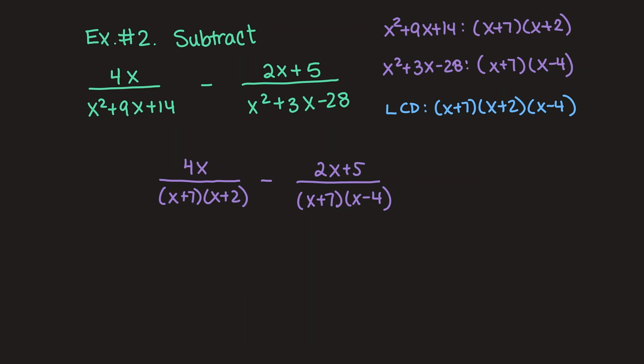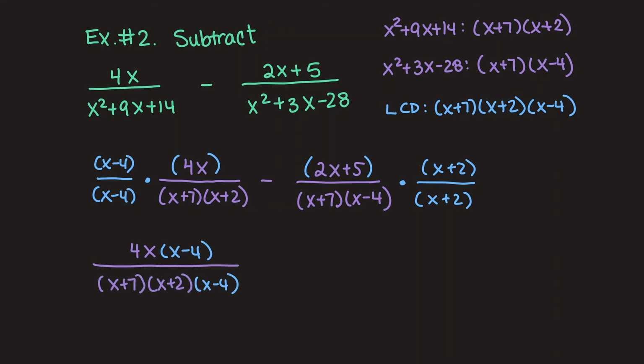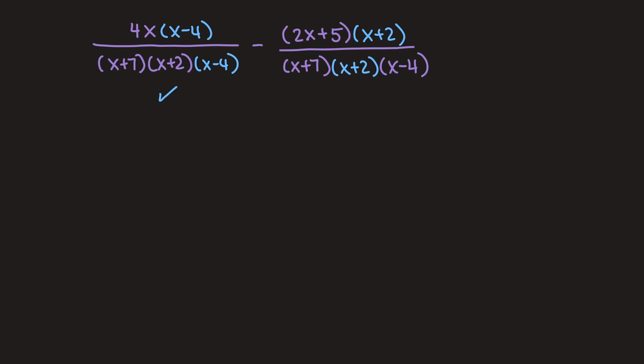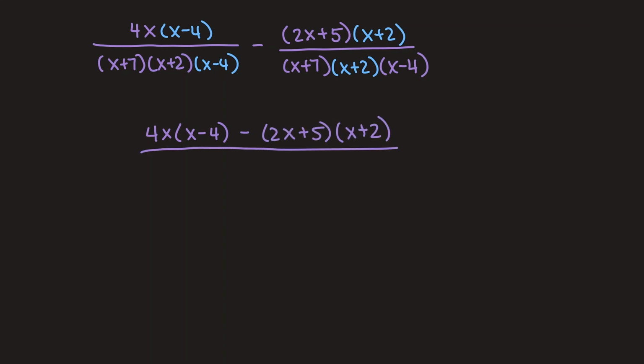So to rewrite the first expression as an equivalent rational expression with this LCD, we multiply by x minus 4 over x minus 4. And to rewrite the second expression as an equivalent rational expression with this LCD, we multiply by x plus 2 over x plus 2. And now that our denominators are the same, we can write this as one rational expression by subtracting the numerators across while keeping the common denominator.